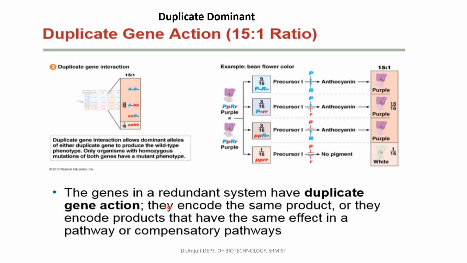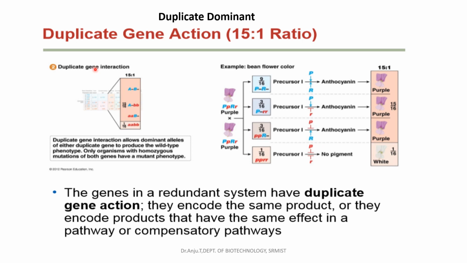So here, genes in a redundant system have duplicate gene action. They code the same product. So if either of the dominant alleles of the gene is present, then they will be producing the same product. But if both the genes are mutated, then you will have a mutated product.